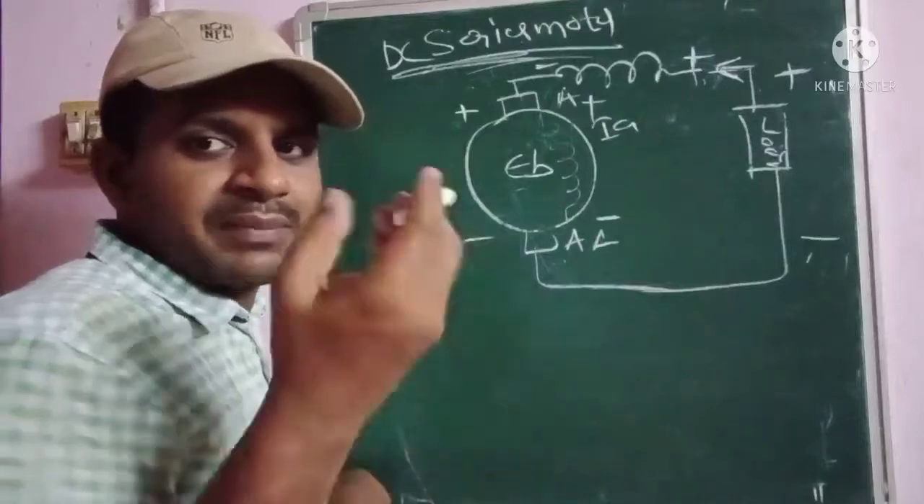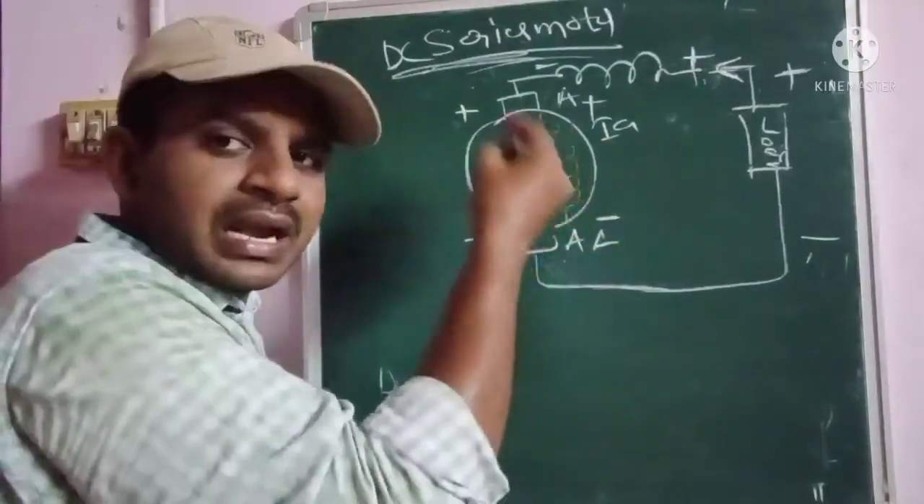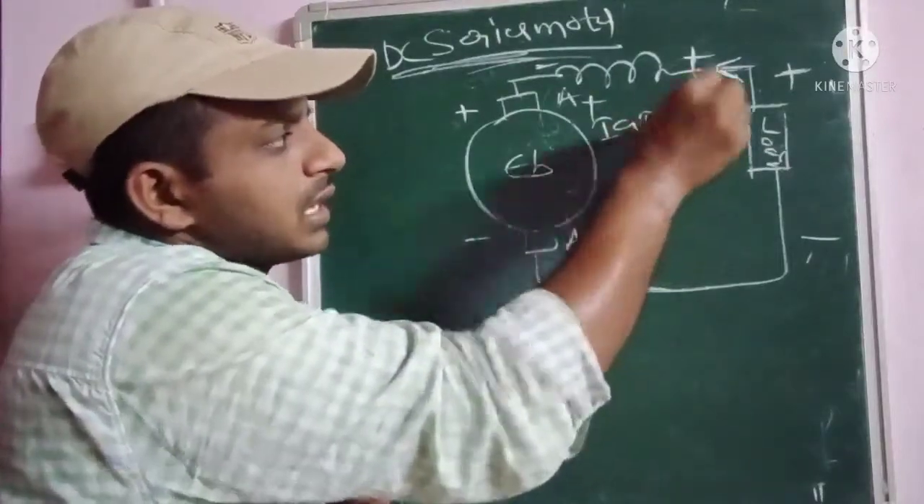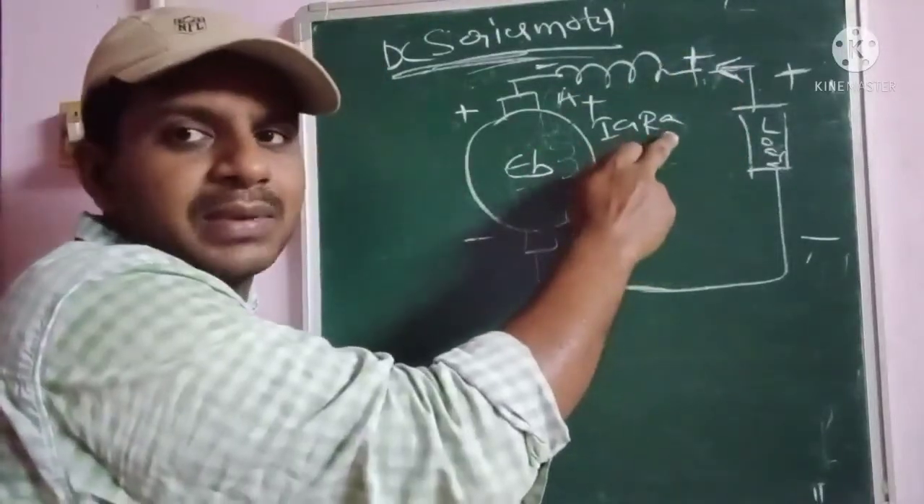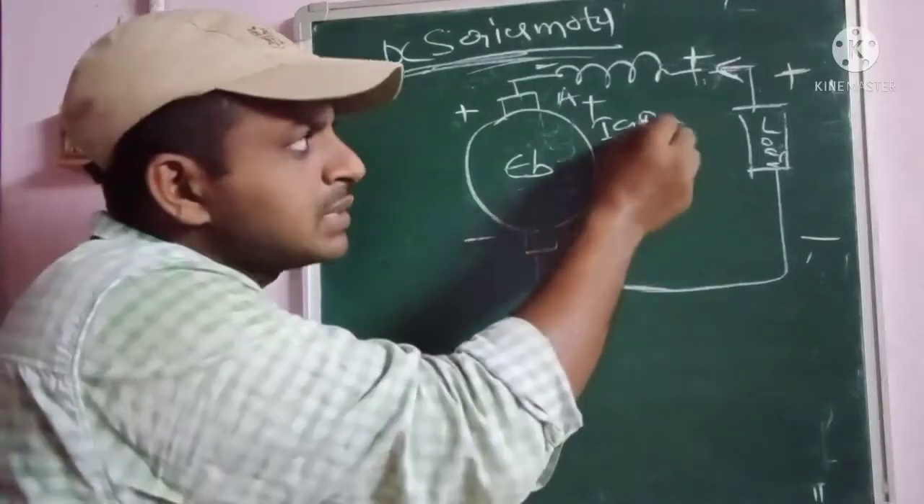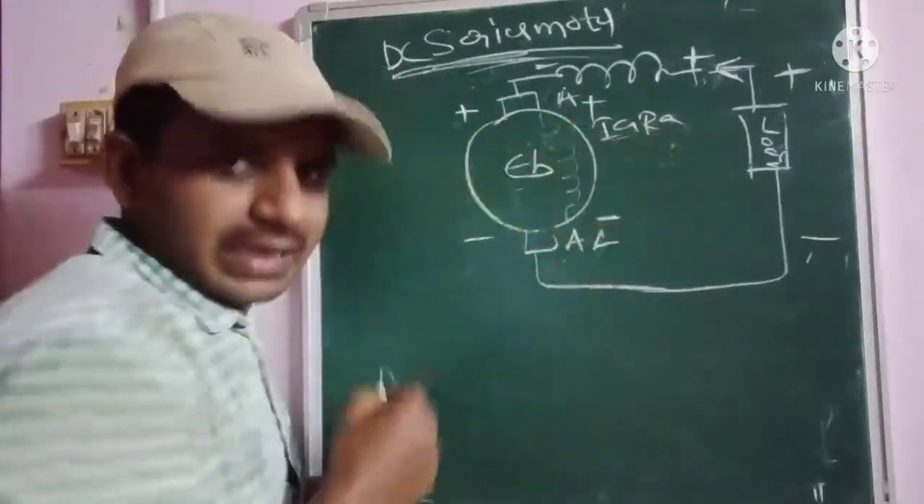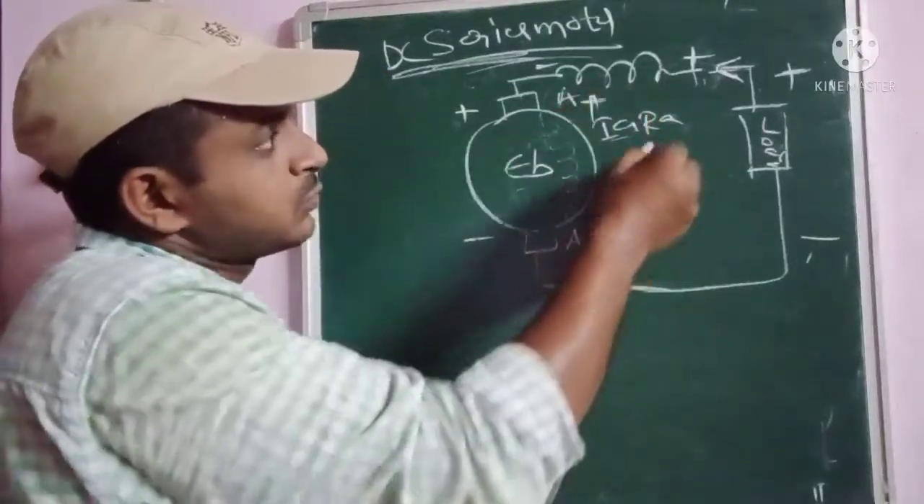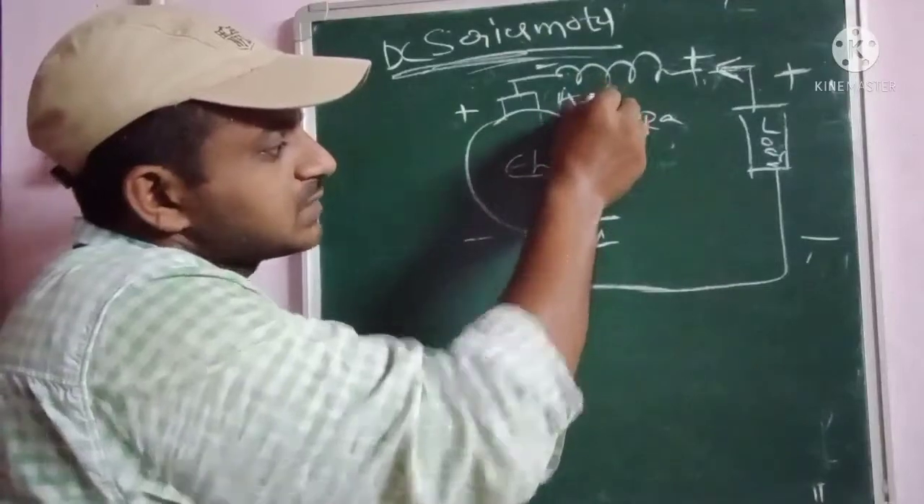We already know that the armature contains some internal resistance and some current flowing through it. That is given as Ia into Ra, where Ra is the armature internal resistance and Ia is the armature current. The current enters like this, so it is indicated as plus and minus.